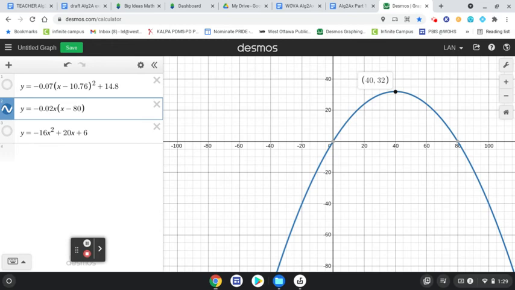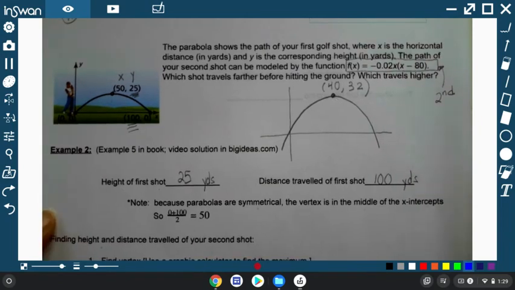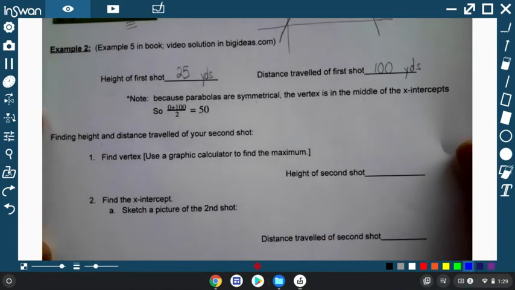It's just a sketch, but that vertex, that top point, is (40, 32). So you want to draw that and label it on your notes so that you know how to answer the questions, okay? All right, so I just drew this and I labeled that vertex right there. That's going to help me answer some questions as well.